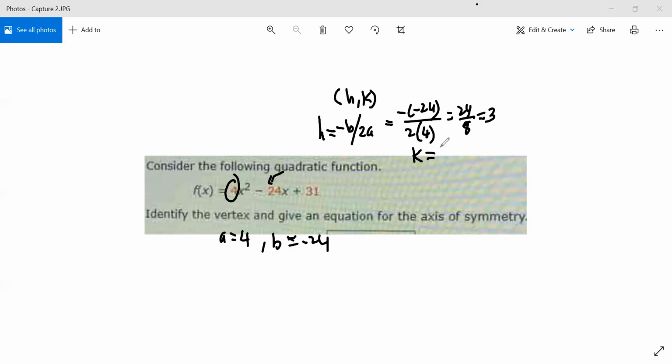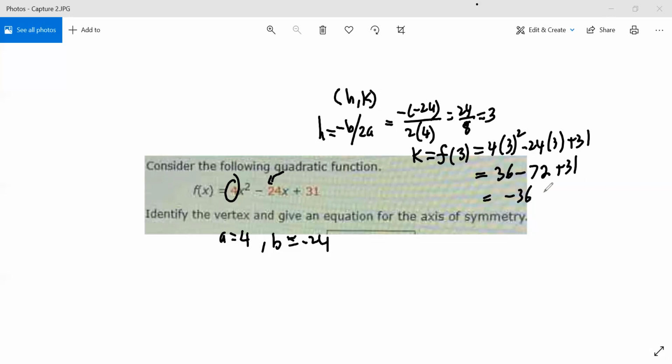So k will equal f evaluated at 3, which is 4 times 3 squared minus 24 times 3, plus 31. And this is 36 minus 72 plus 31. And this is negative 36 plus 31, which is negative 5. So then the vertex point, the vertex h, is 3, and the y value is negative 5.